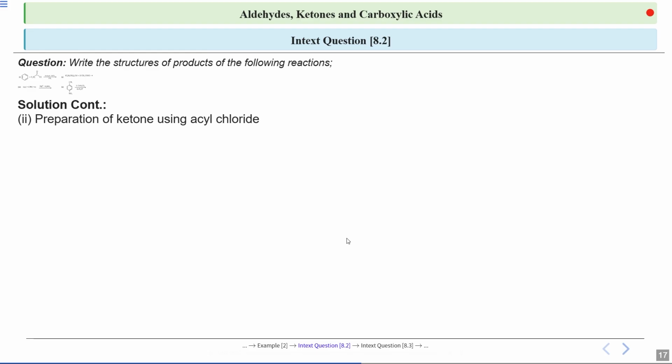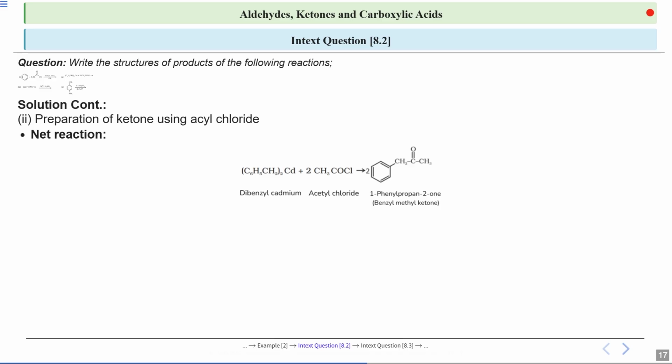Now the next one: we will see the preparation of a ketone using acyl chloride. First let's see the net reaction, the overall reaction with reactants and products. If you look at this reaction, you have dibenzyl cadmium, which reacts with acetyl chloride and produces 1-phenylpropan-2-one. This is also called benzyl methyl ketone. So this is the net reaction, the preparation of a ketone from acyl chloride.